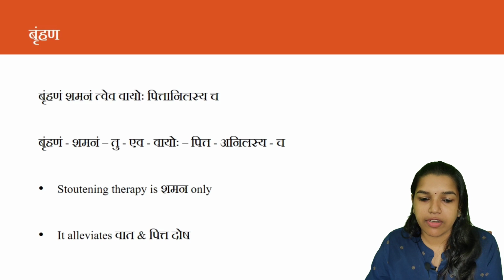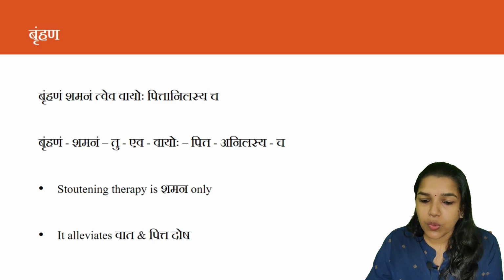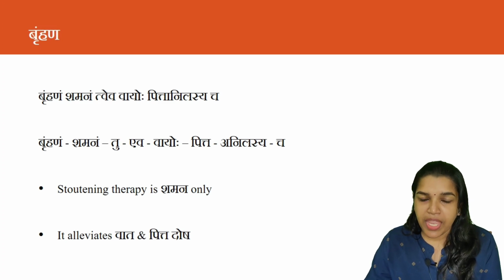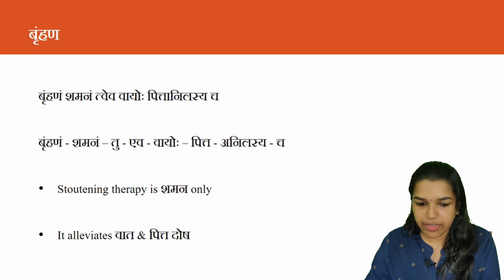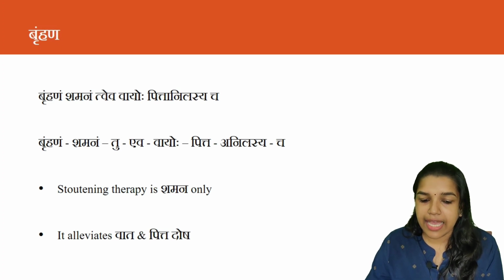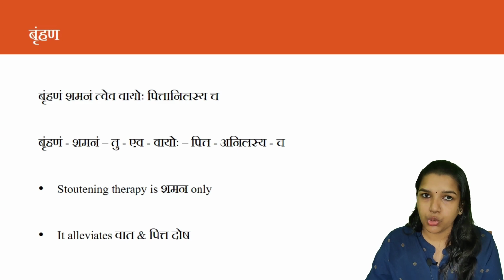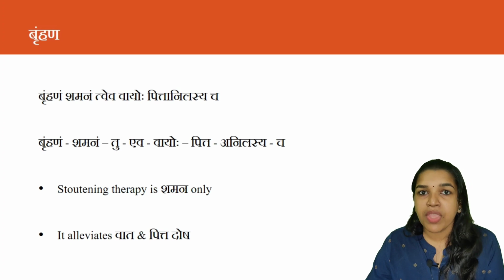Brahmanam shamanam tu eva vayoho pittanilasya cha. As we have seen, Lankhana is of 2 types, that is Shodhana and Shamana. Here Brahmana is only of 1 type, that is Shamana variety, that is, only Shamana is present for Brahmana, and it alleviates Vata and Pitta dosha. So Vata and Pitta hara karmas are being carried out by the Brahmana.